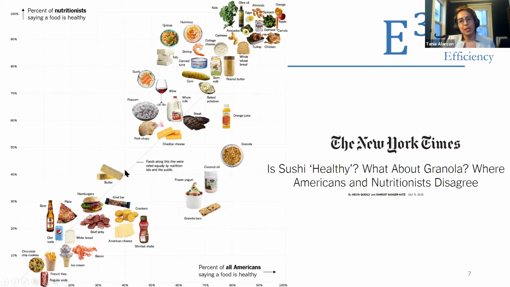What is healthy? What is unhealthy? How do I interact with this figure? So as an observer, if I start to think of, why was this graph needed? Why did, for example, the New York Times decide to create this figure? One of the reasons could be to present some of the information that they're going to talk about in the story. For example, where Americans and nutritionists disagree, as the title says.